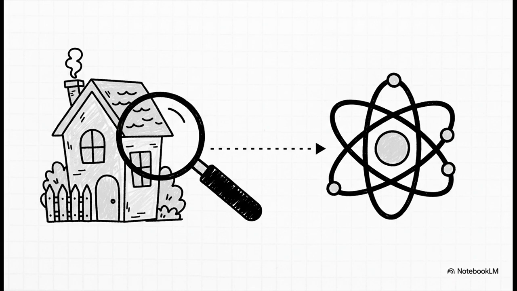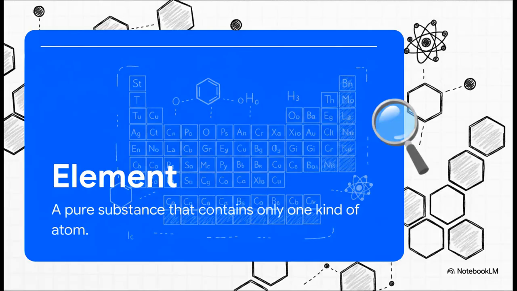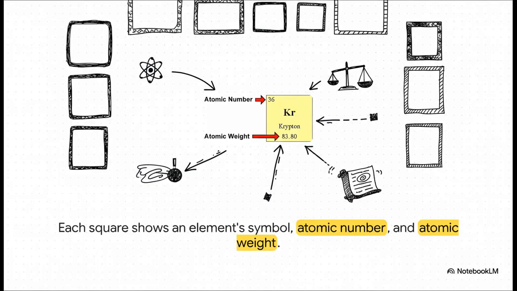We need to talk about the atom. Okay, so every atom has a core of protons and neutrons with electrons just buzzing around. Simple, right? An element? That's just a substance made of only one kind of atom. And this table, it organizes them all. All right, let's zoom in.